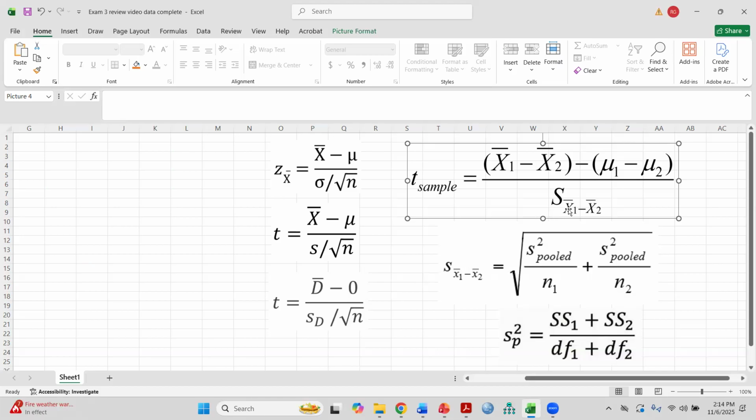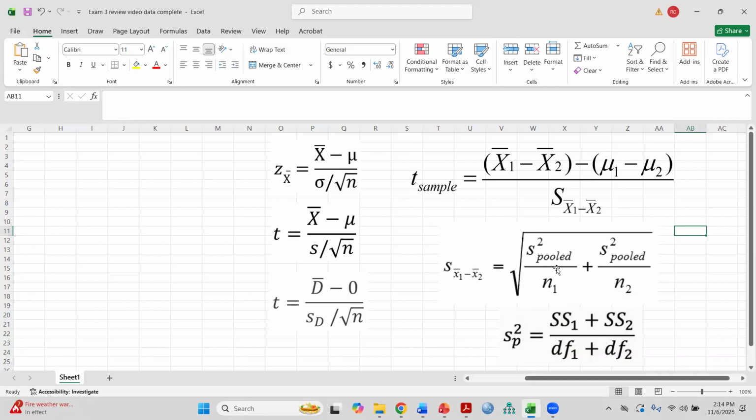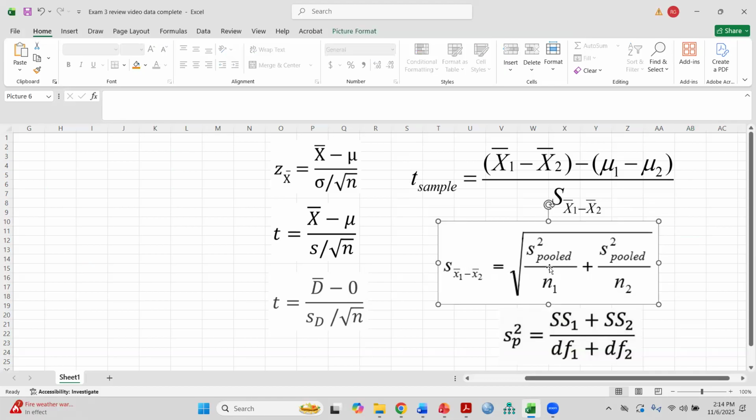But in order to get the estimated standard error in an independent samples t-test, that's quite a bit of doing, because you can see right here, we need to first find the pooled variance of the two samples, divide those by their respective sample sizes, add them together, and take the square root. But we don't know how to get pooled variance, so we need another equation down here, right?